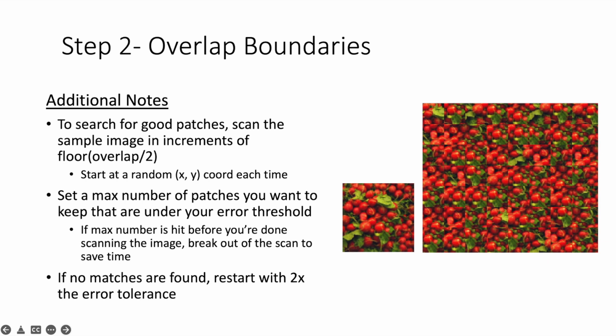If no matches were found, then I restarted the search with twice the original tolerance, and that way the algorithm wouldn't stall out or black patches wouldn't be added to the texture.